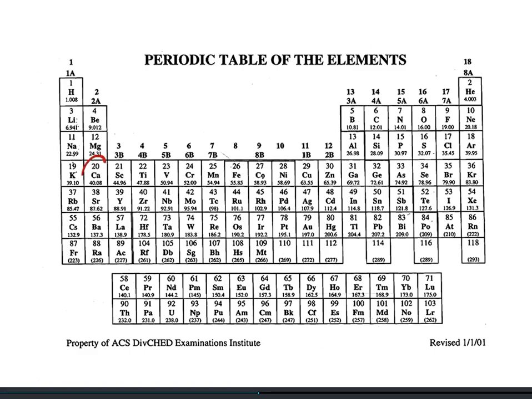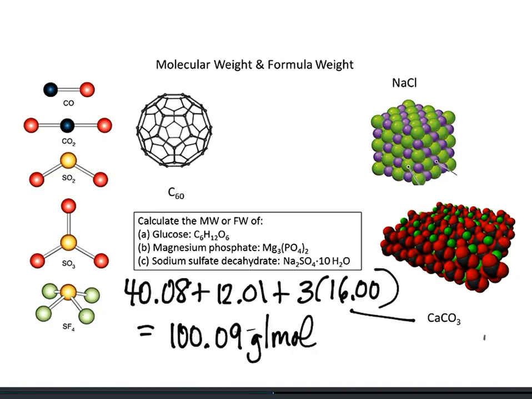Calcium chloride, calcium is here. I'm sorry, calcium carbonate. Calcium, carbon, and oxygen are all here. So add these together. Calcium's atomic mass is 40.08. Carbon's is 12.01. And then remember that the 3 goes with the oxygen. 3 times 16 gives 100.09 grams per mole.